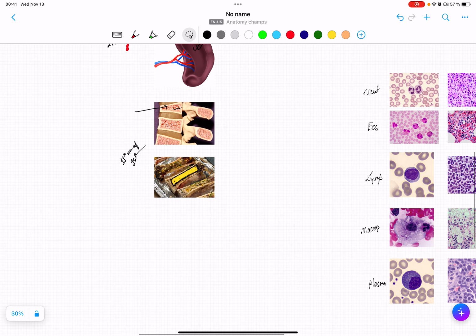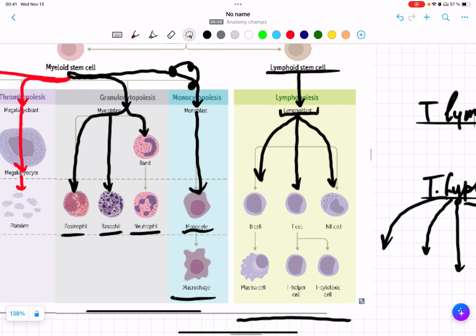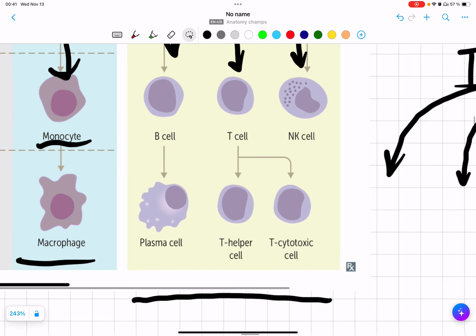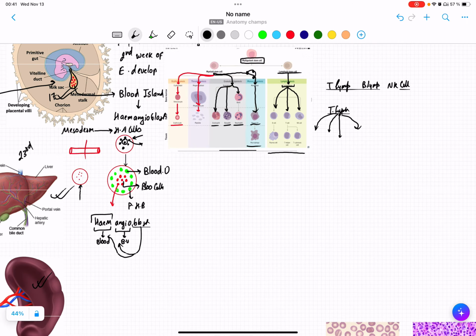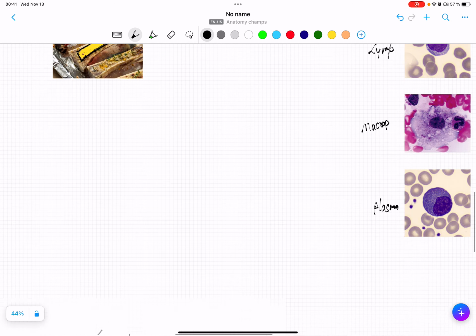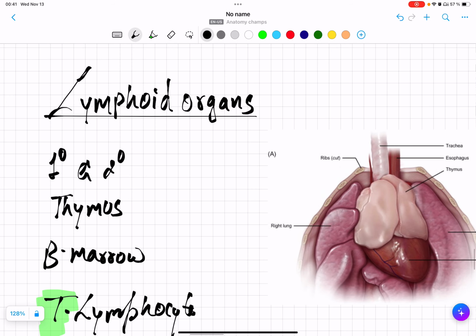So, this was erythropoiesis, where we formed all those cells. I will talk about how we make helper T cells, killer T cells, suppressor T cells, memory T cells, plasma cells, and everything. Don't worry, we will see the classification. We are just talking about the development right now. Now let's talk about the lymphoid organs.